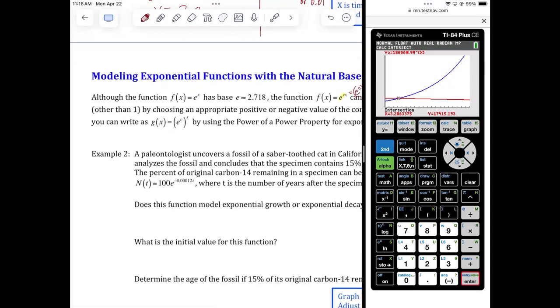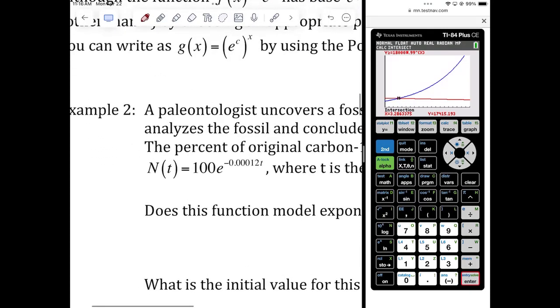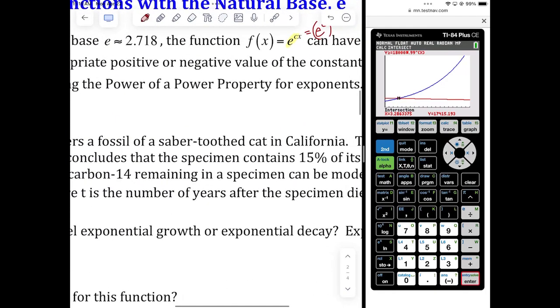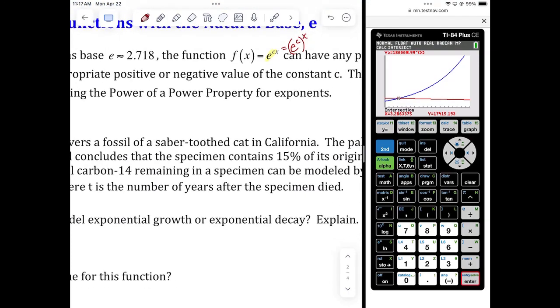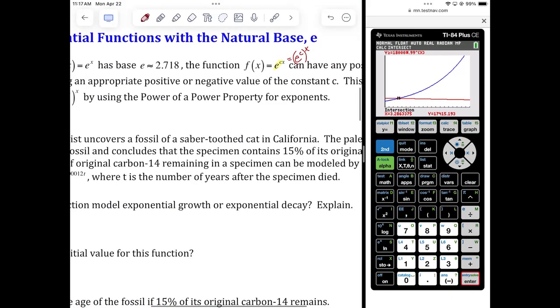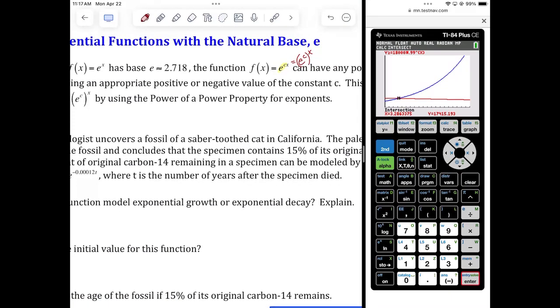Let's look at example 2. A paleontologist. Y'all know what a paleontologist does? Is that the person who collects stamps? No, that's a philatelist, by the way. The person that collects stamps is called a philatelist. I know y'all knew that. A paleontologist studies what? Bones, right. Yeah, bones. Your sister told you that. Uncovers a fossil of a saber-toothed cat in California. Woo! To live in California during the saber-tooth days, you had to be careful. The saber-toothed tiger can get you like a vampire.